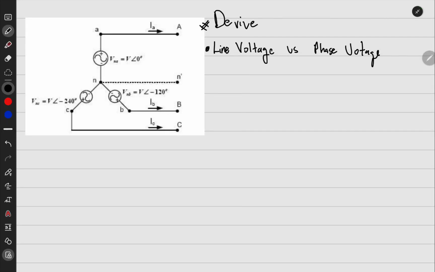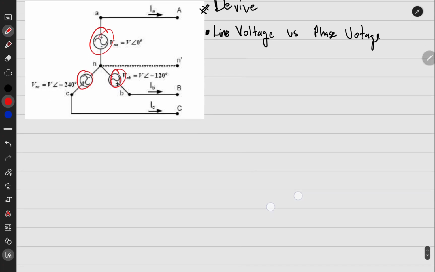In this video, as requested, we're going to derive line versus phase voltage. A line voltage is measured across these nodes. It could be line AB, it could be line BC. So we can have three line voltages here, and phase voltages are these ones.